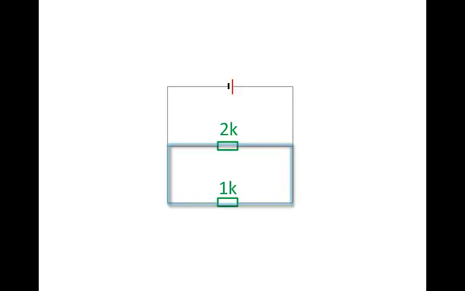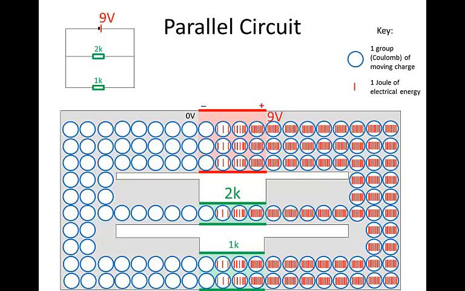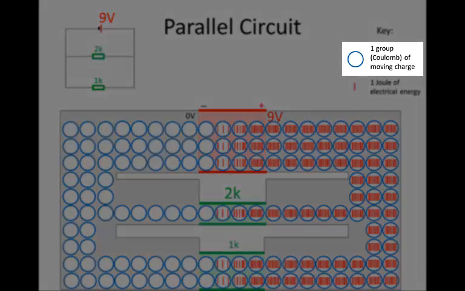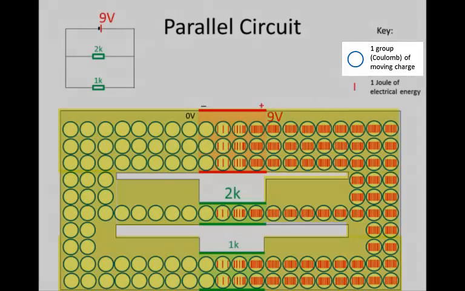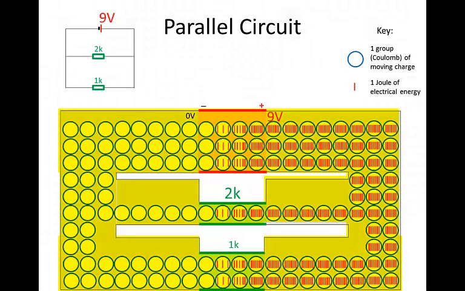We can liken this parallel circuit to the picture that I've got here. Each blue circle stands for a group of moving charge, a coulomb of moving charge. So in all the wires around the circuit, there are many, many electrons, many charges. And the battery pushes these. Some of them can move. And those that move form what we call electric current. They are moving charge. And that's what I've shown here in the blue circles.